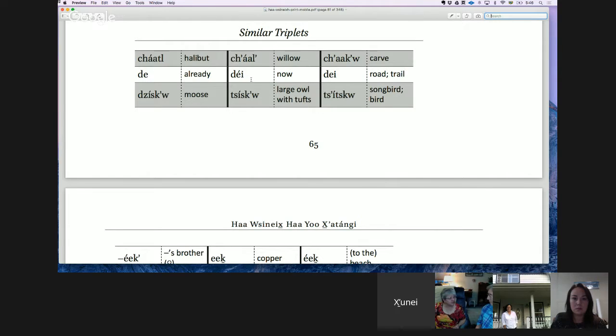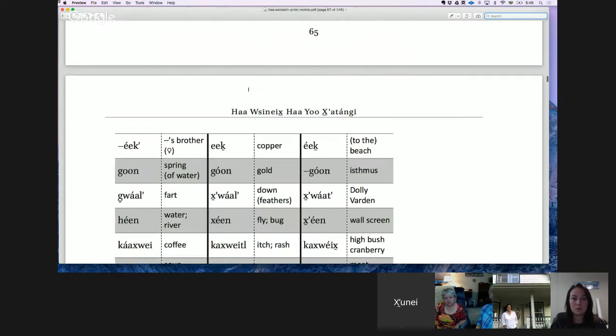And then for some speakers, like up in Klakuan, sisku is a moose. And so I don't know if they get reversed in certain cases. They're so similar that there might be something to that, but I haven't heard. Maybe they were the same word. Maybe they're the same thing a long time ago.